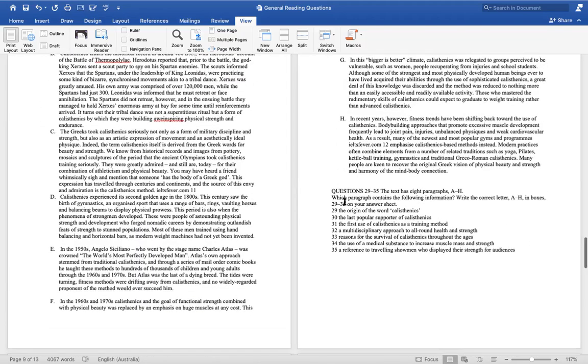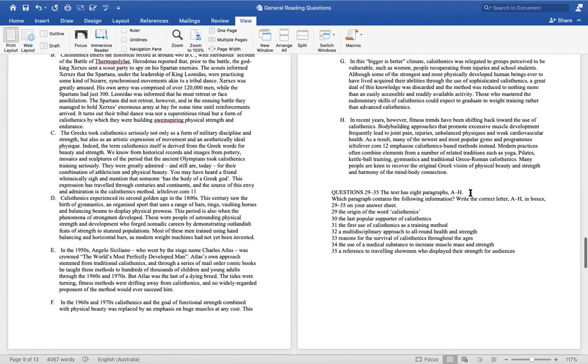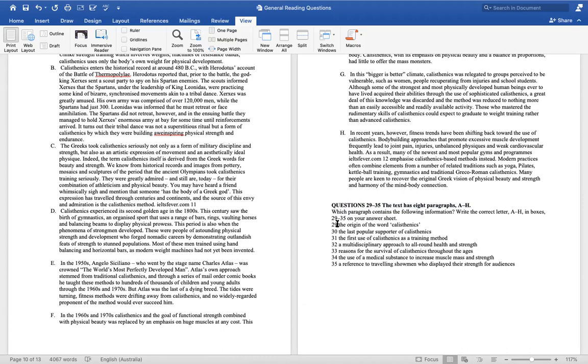So you have questions from 29 to 35 right here at the bottom. And you'll have to match information again. We did a lot of matching information. Usually for matching headings, the answer is found either in the first or last paragraph. But here it can be found anywhere. So what is the strategy for this? What is the approach? How do you approach this?